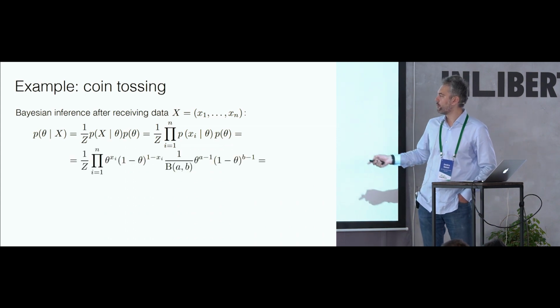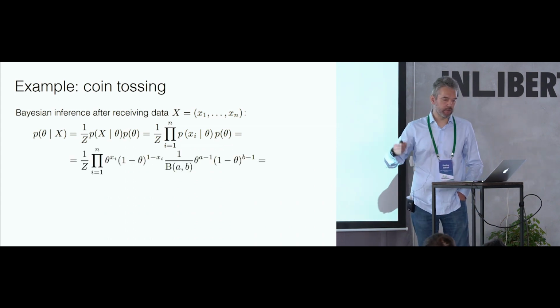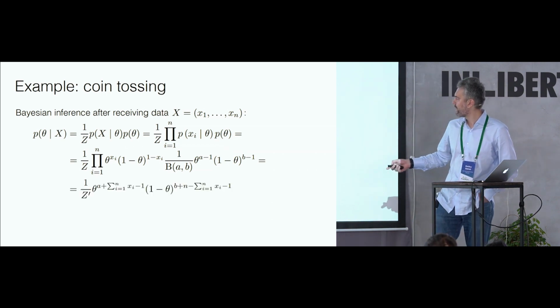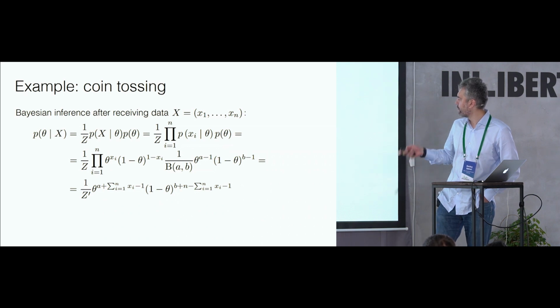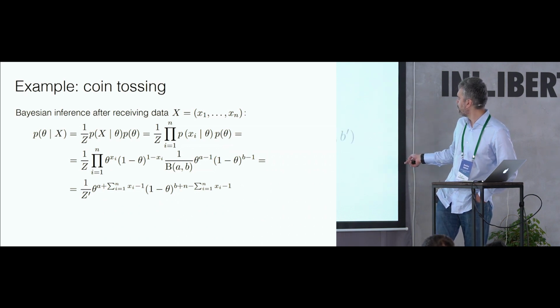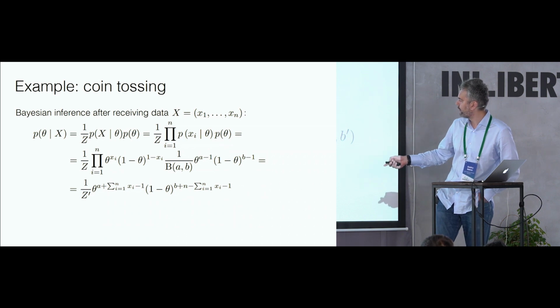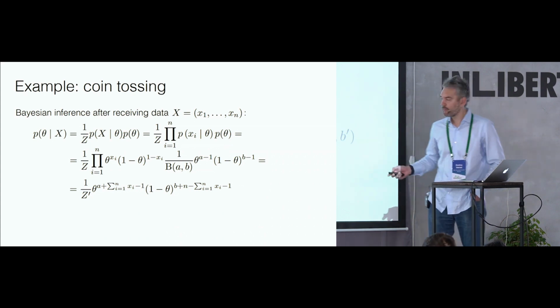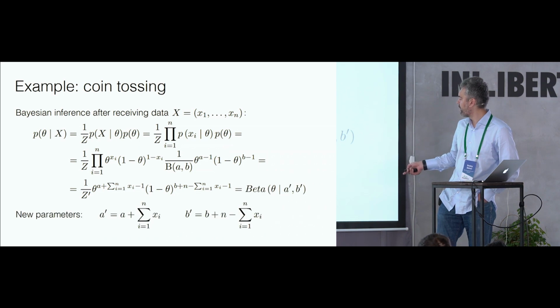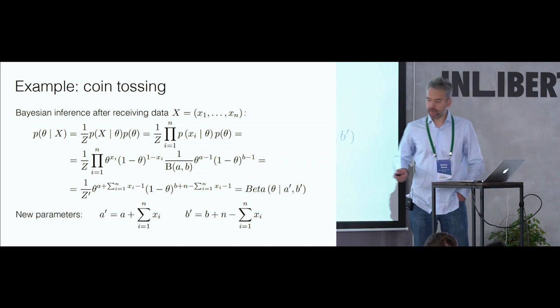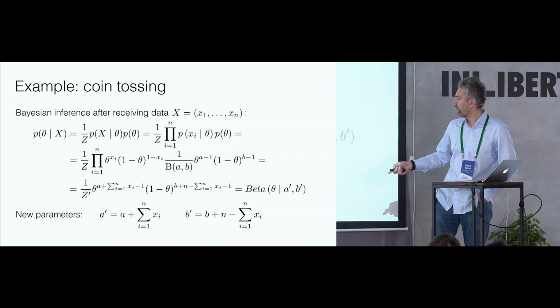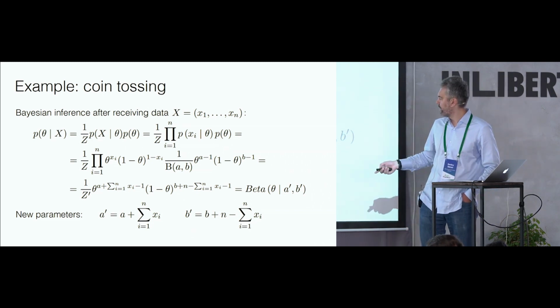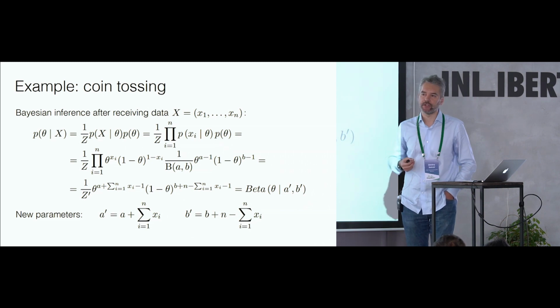We do not care about it because we know that the resulting distribution would be a beta distribution, and for the beta distribution we know how to compute the normalization constants. And here are the parameters of the beta distribution. So this is a beta distribution with the parameters a prime, b prime, where a prime equals a plus the summation of xi's, and b prime is b plus n minus the summation of xi's. So these are the new parameters of our beta distribution, and the beta distribution with these parameters is now our true posterior distribution.